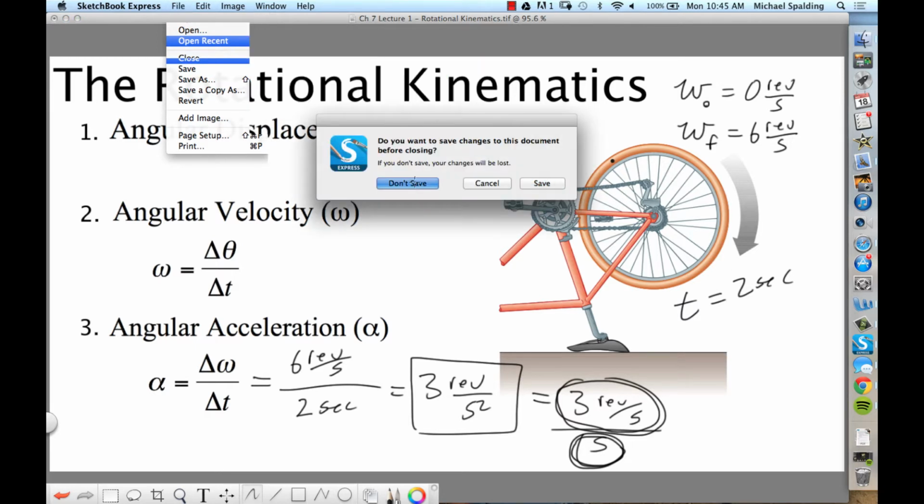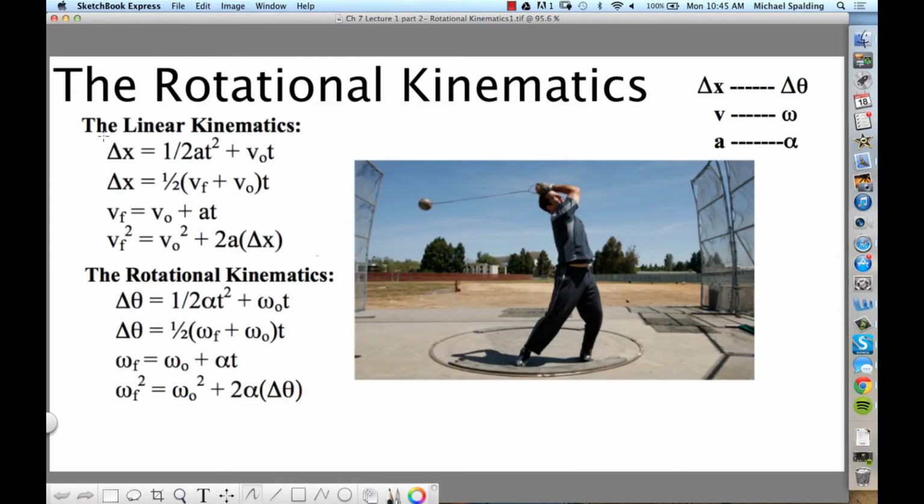Okay, the linear kinematics and the rotational kinematics. At this point in the class, everybody in this room should have the linear kinematics memorized, because you use them in every chapter. x equals 1/2 at squared plus v initial t. vf equals v initial plus at.